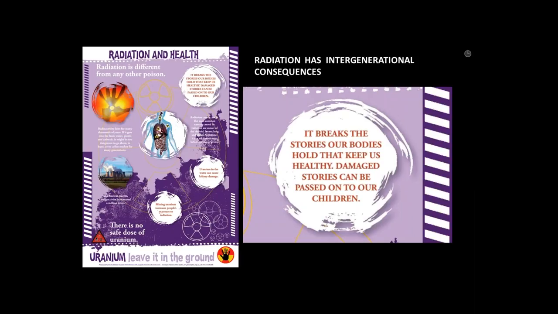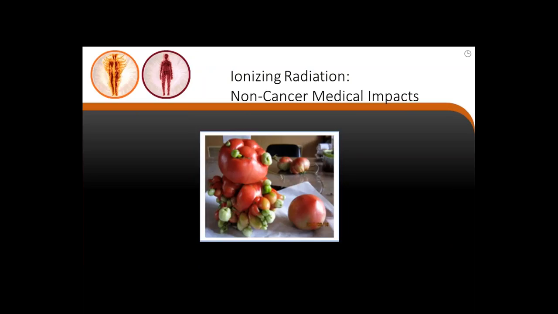In Australia, the traditional communities say radiation breaks the stories our bodies hold that keep us healthy. Damaged stories can be passed on to our children. Radiation impacts our cells. When the reproductive cells are harmed, deformations are one outcome. This happens to all babies, plants, animals, humans. We also suffer loss of fertility, spontaneous abortion and miscarriage, possible heritable mutations, and avoidance of reproduction due to uncertainty.